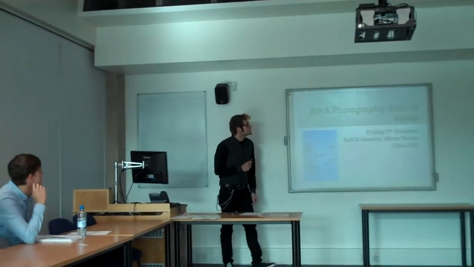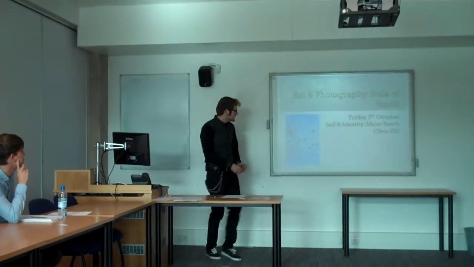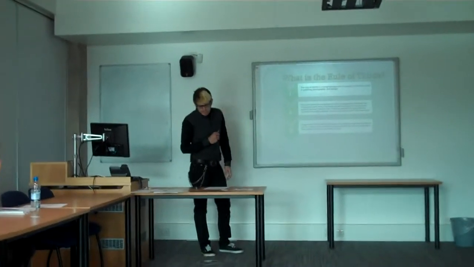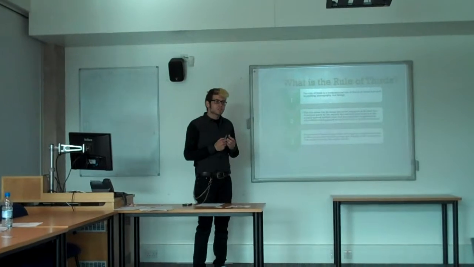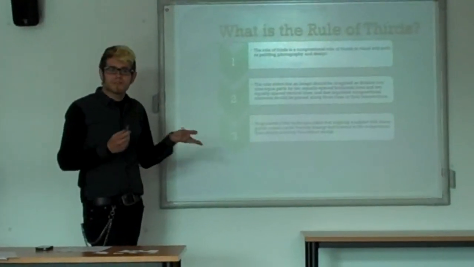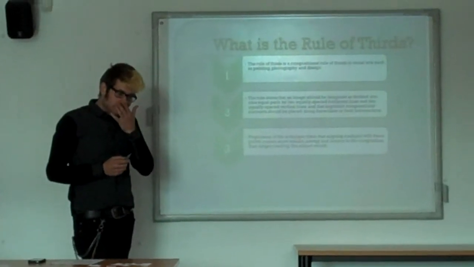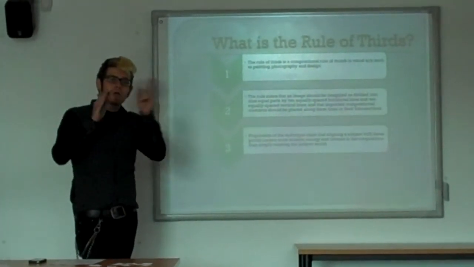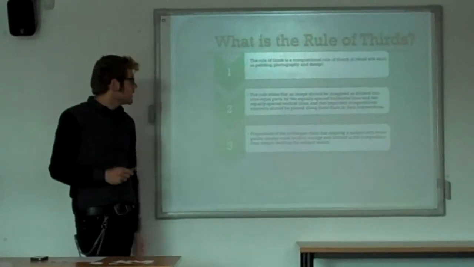Right, my lesson today is about the rule of thirds. First thing to cover is, what is the rule of thirds? The rule of thirds is a compositional device which is used in all bases of art, like photography or painting. It's essentially a theory that every image should be divided into nine equal parts set on a grid.